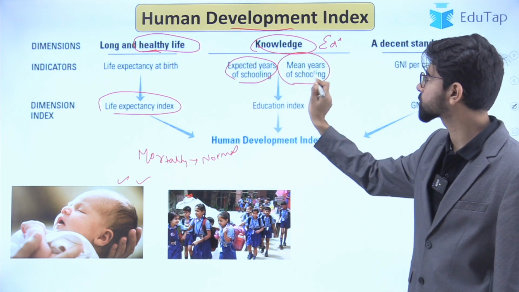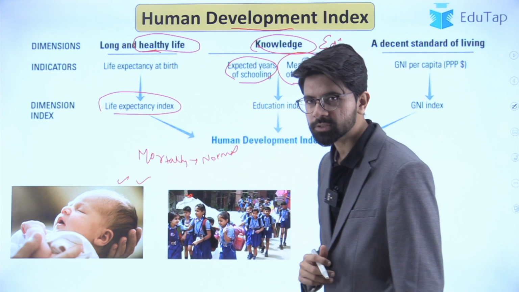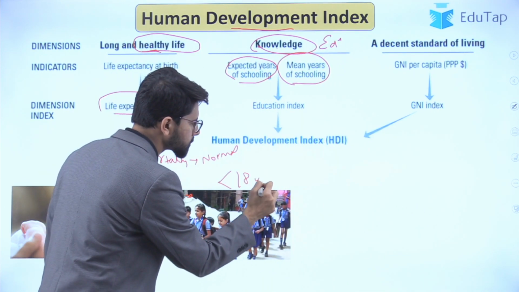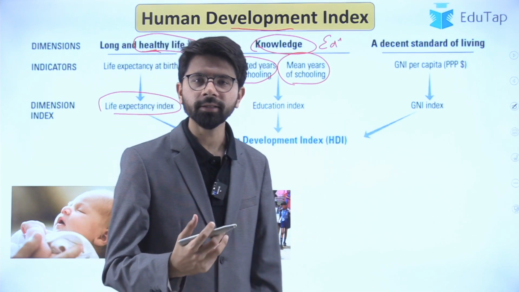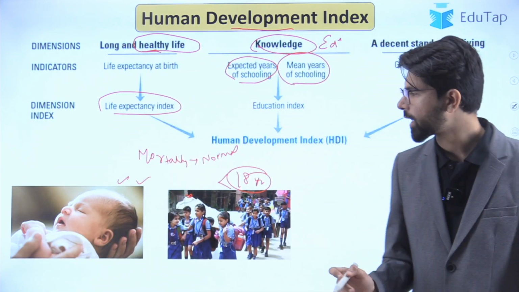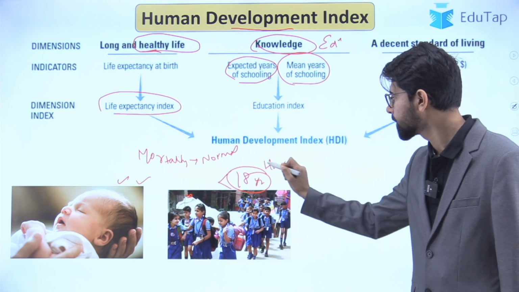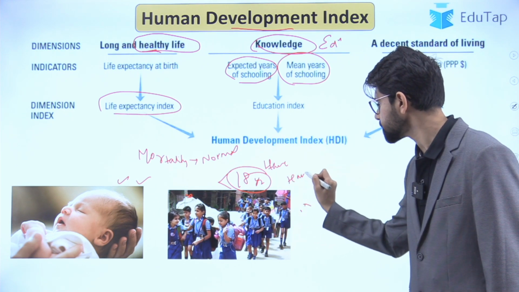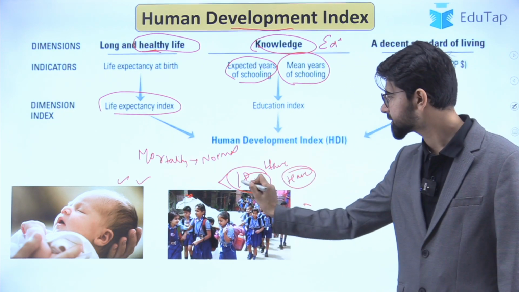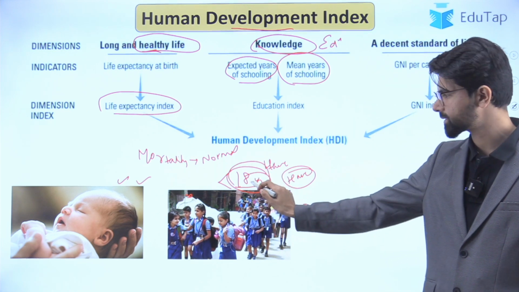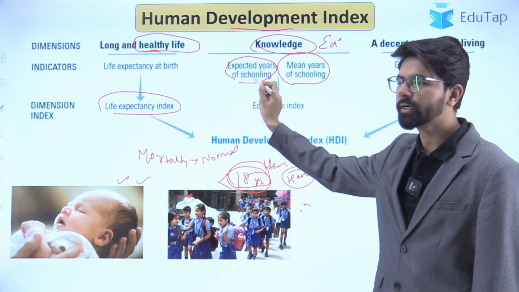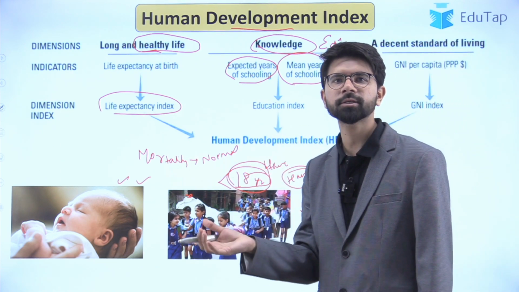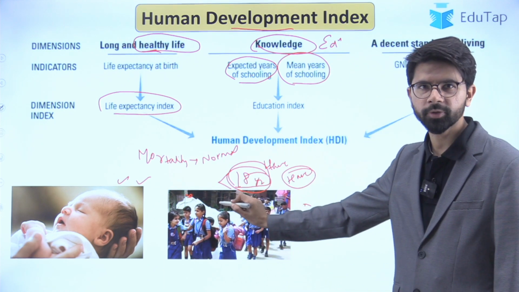One is expected years of schooling and mean years of schooling. So I will tell you the difference between the expected years and mean years. See, for children who are less than 18 years of age, how many years of their life are they expected to have their education completed? This is particularly relevant only to children who are less than 18 years old. So this index, expected years of schooling, measures how many years of their life they are expected to stay in school, so continue with their education within the school.